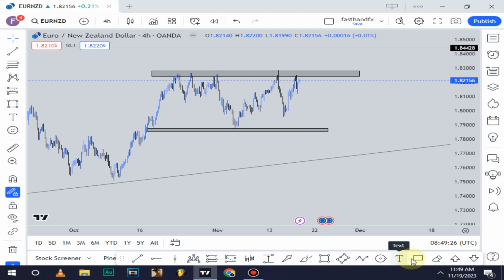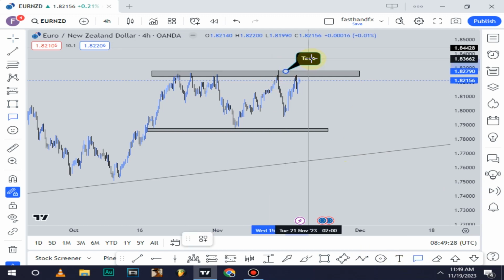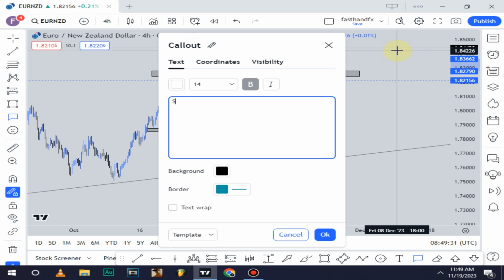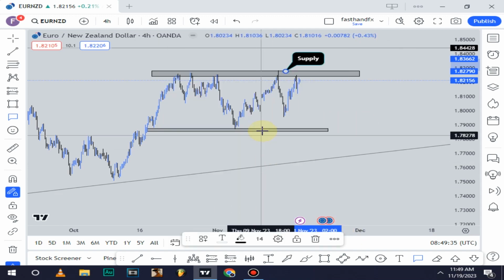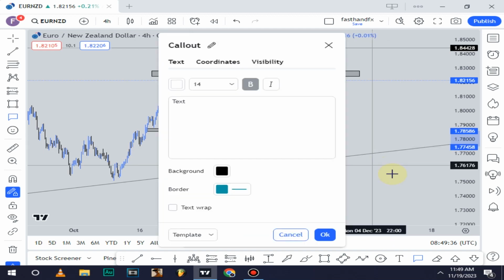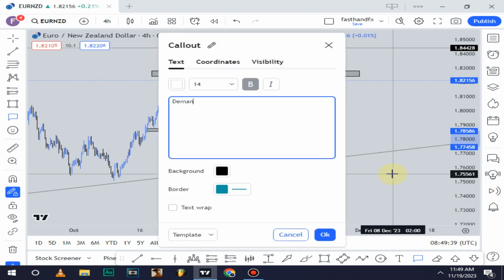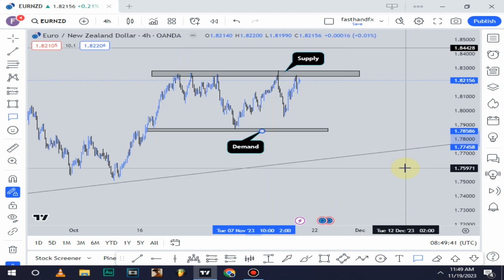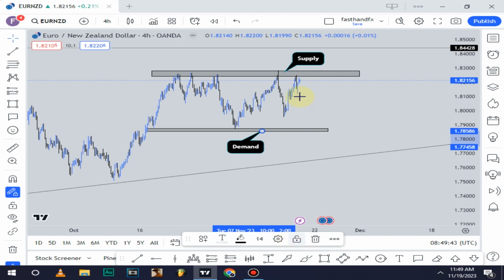So how about we say that this should be our supply zone right there. That's the supply right there. Then now we call out this zone right below here as our demand. All right, so that is it. So we need to lock this.